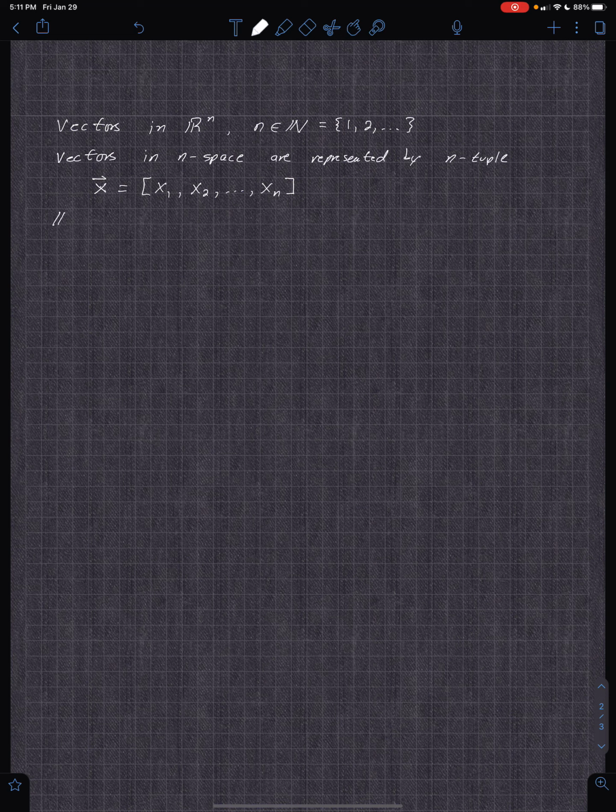Okay, so Rn is the set of all n-tuples. We call this an n-tuple. So Rn is the set of all n-tuples where each component x sub i is a real number. That is, x sub i is in R1, or just R.